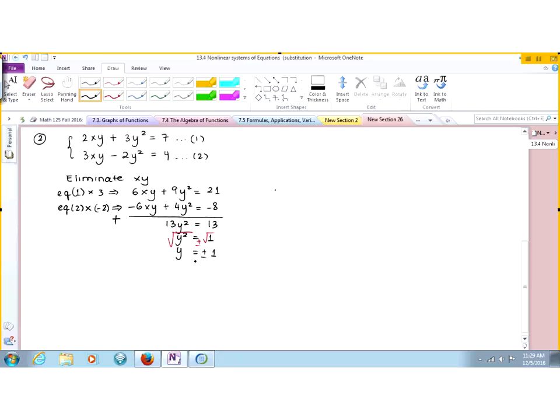Then what do you do here? Substitute into which equation? 1? Yes, it's the same either way. So you have to substitute it 2 times. One is when y is 1, the other one is when y is -1. When y is 1, what do you have? 6x times 1 plus 9 is equal to 21.